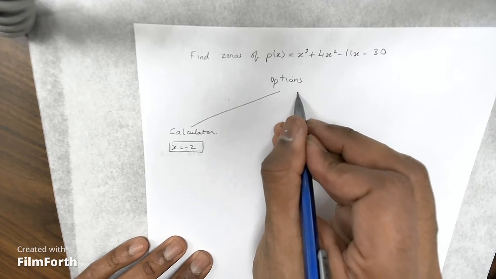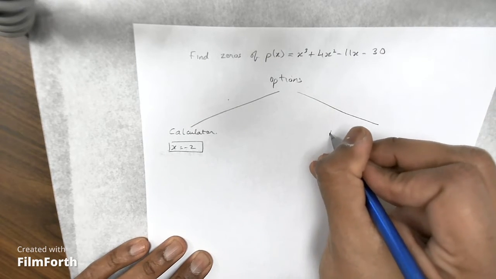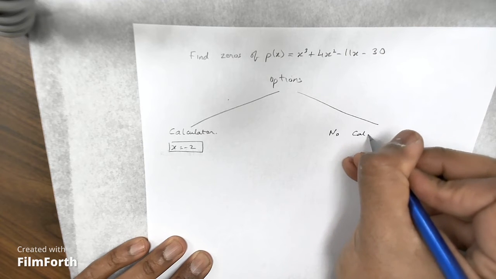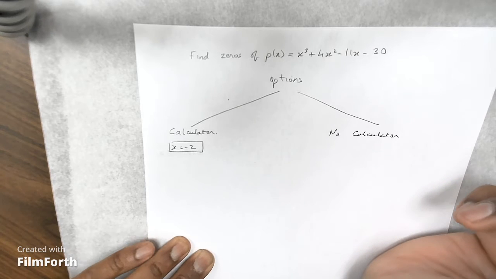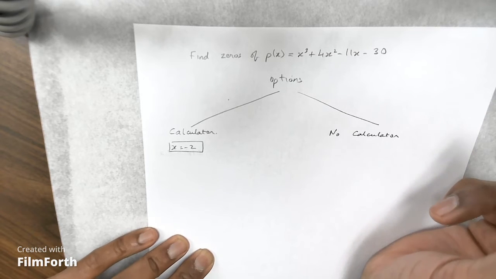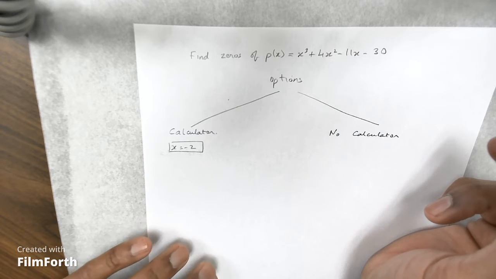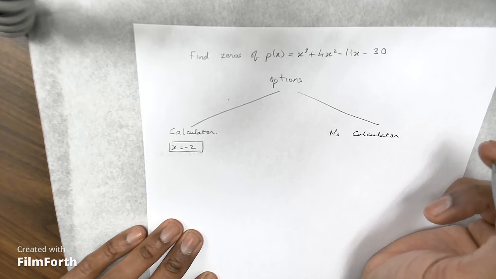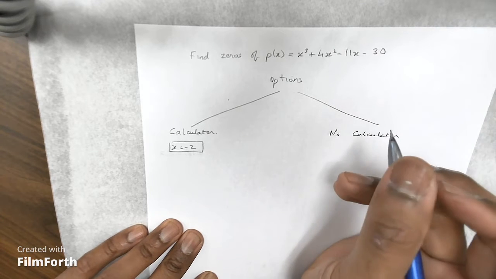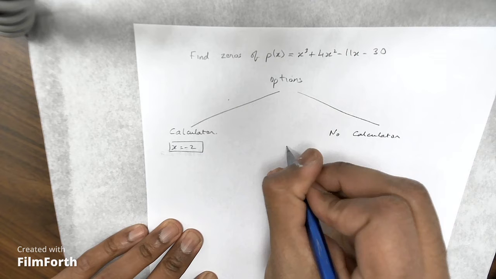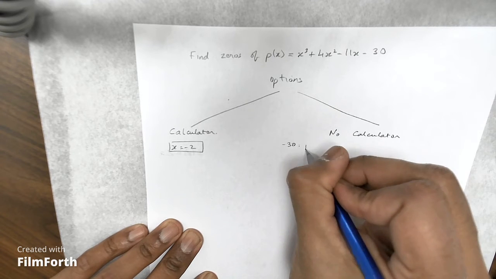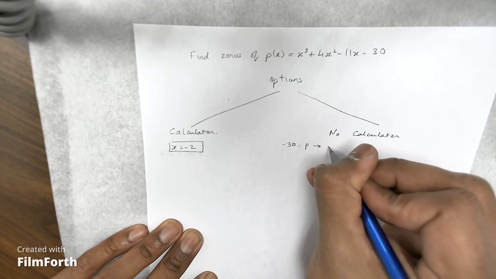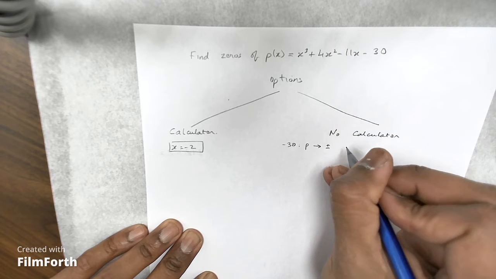The other option is without a calculator. If this comes in the no calculator section of the test, this is when you have to use the rational root theorem. You find all the contestants. The -30 gives you all the values of p, and what are the factors of -30?